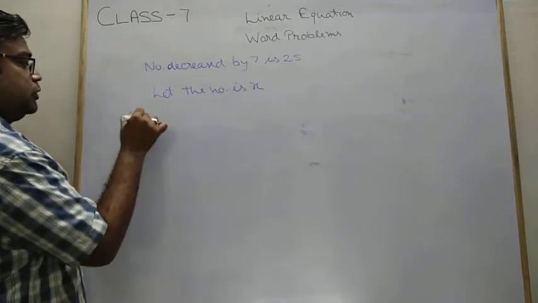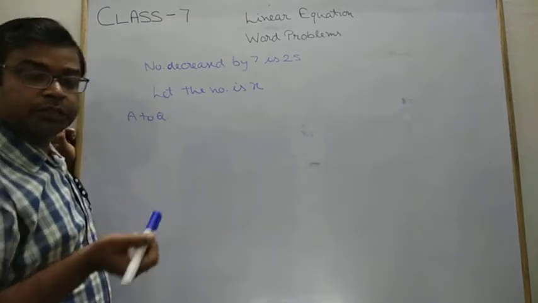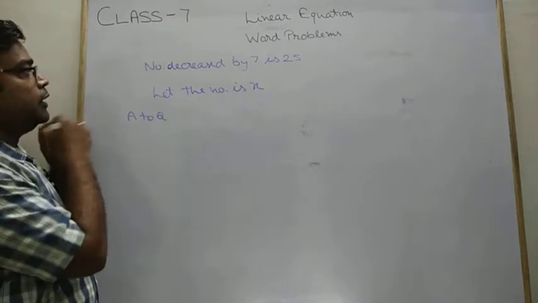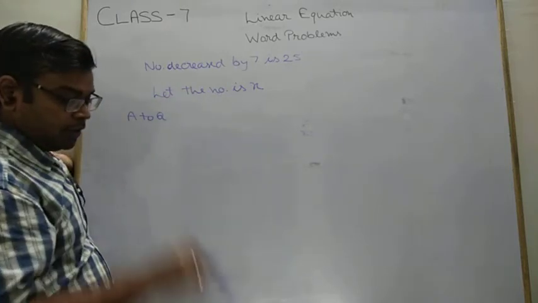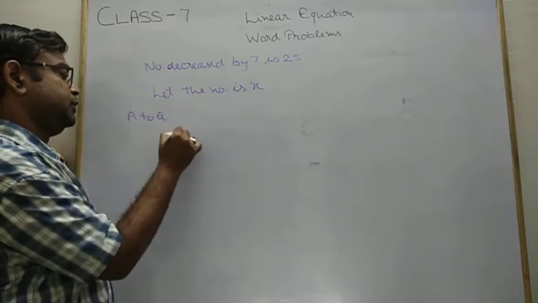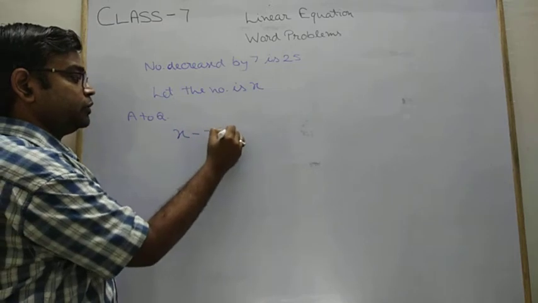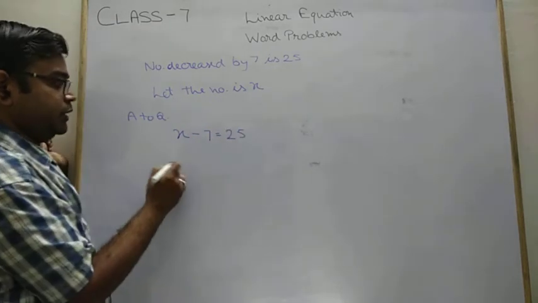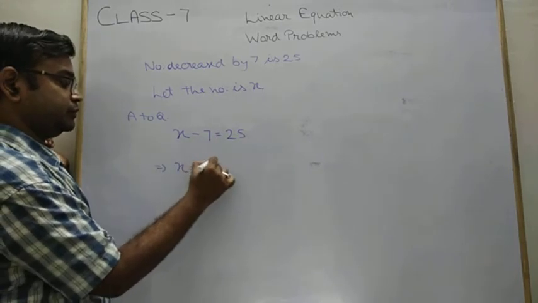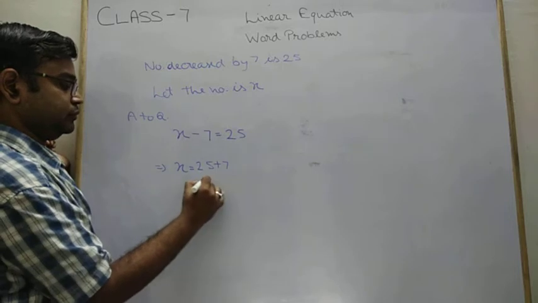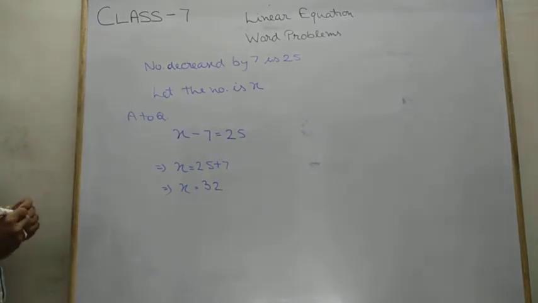So according to the question, now we have to frame the equation with an equal to sign. If the number is decreased by 7, it is 25. So this is the number. Decreased means minus. So x minus 7 equals 25. So what is the number? Then we solve it. Shift 7 to that side. This is your one solution.